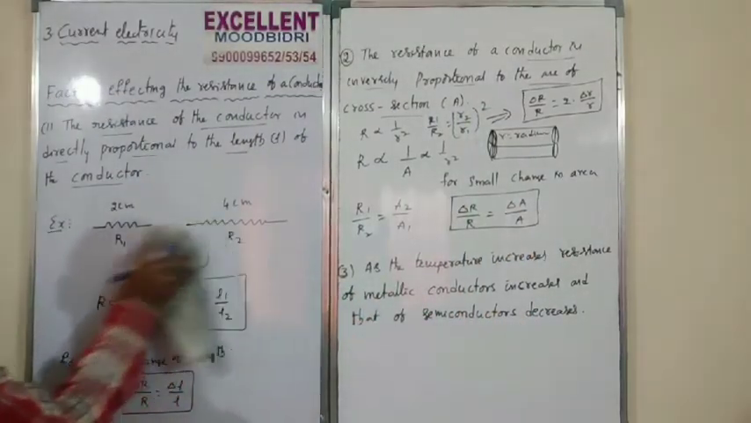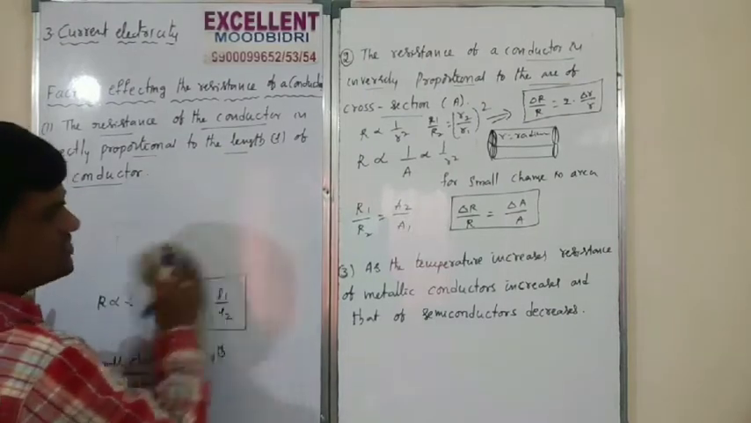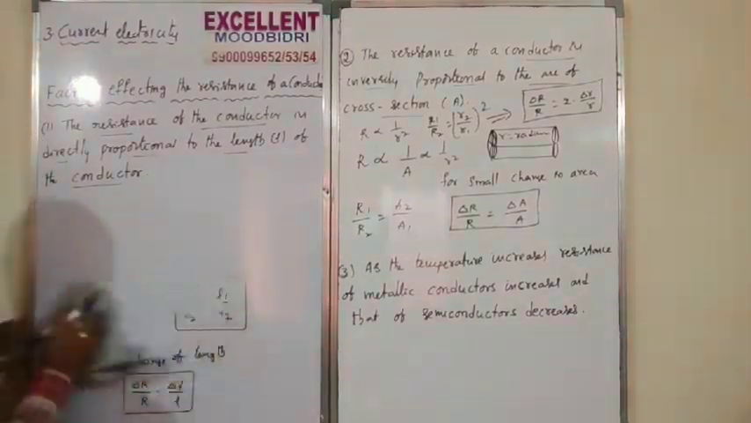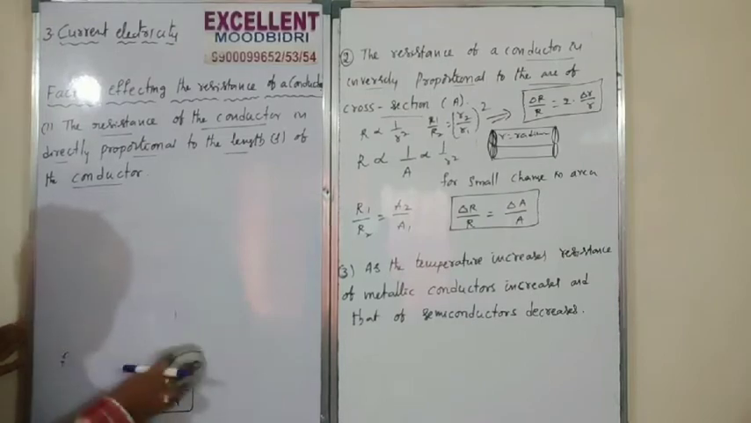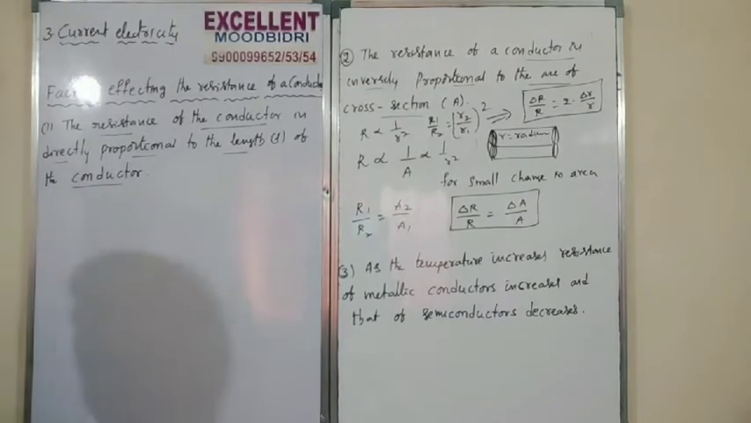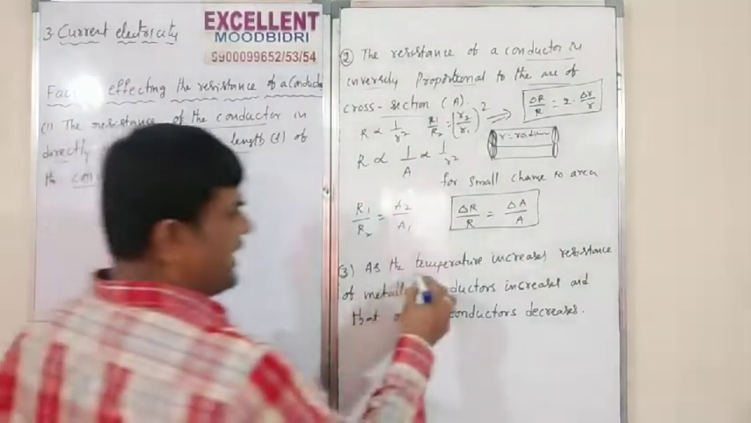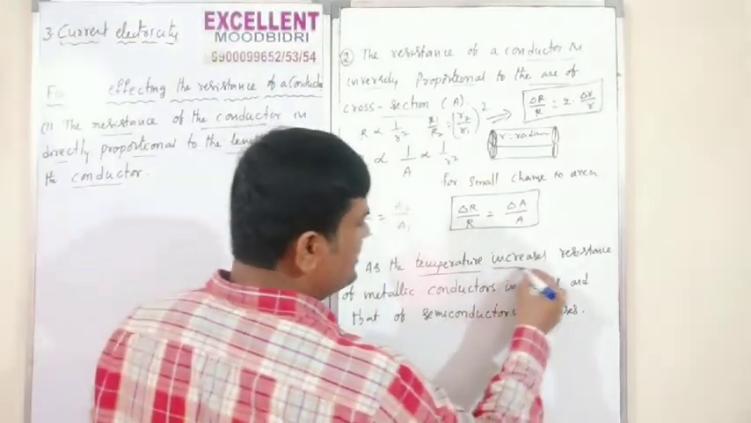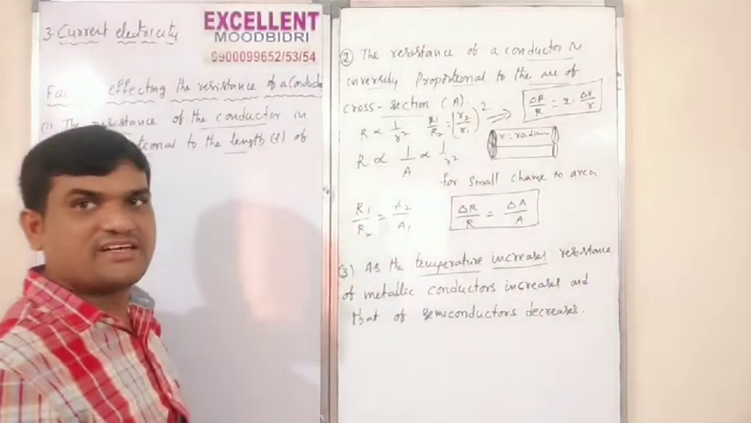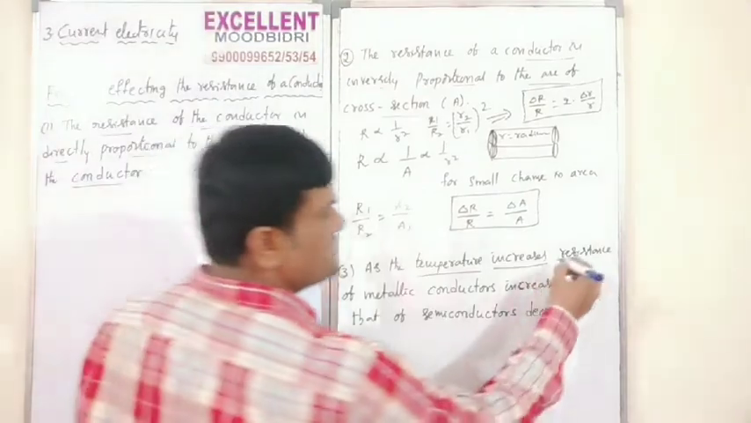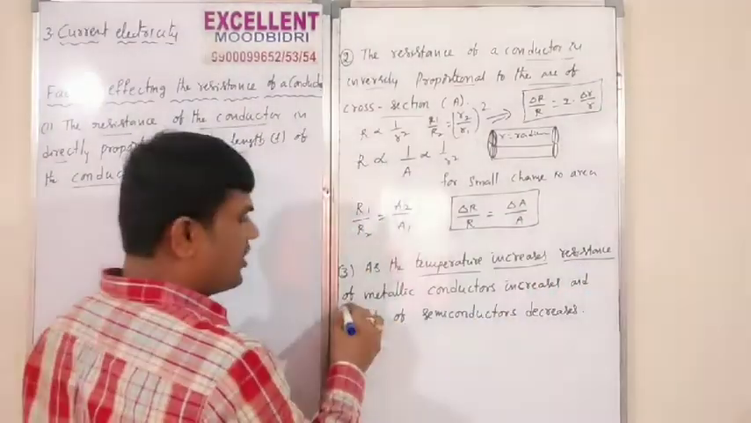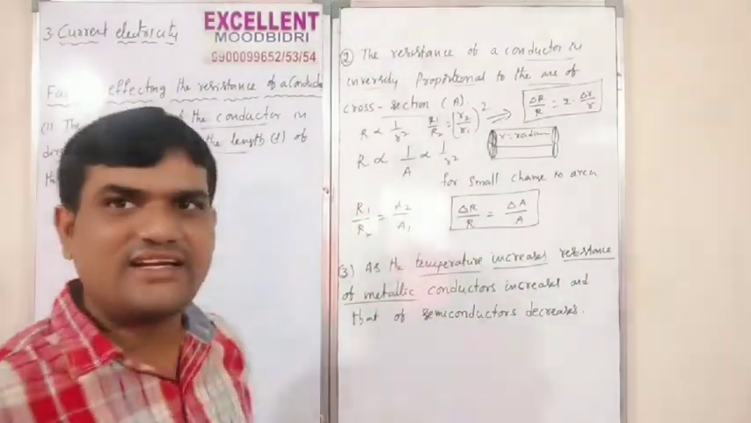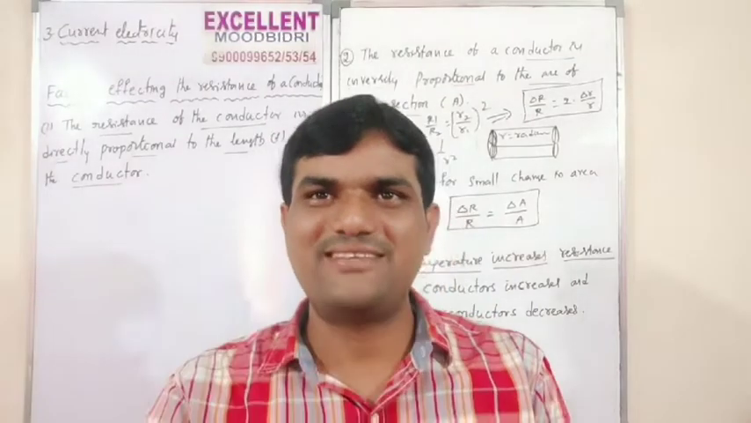What is the third factor? Third factor I have given there. So that is the temperature related topic only. Temperature related topic. What is that? See what's here. As the temperature increases, the resistance of a metallic conductor, what would happen?